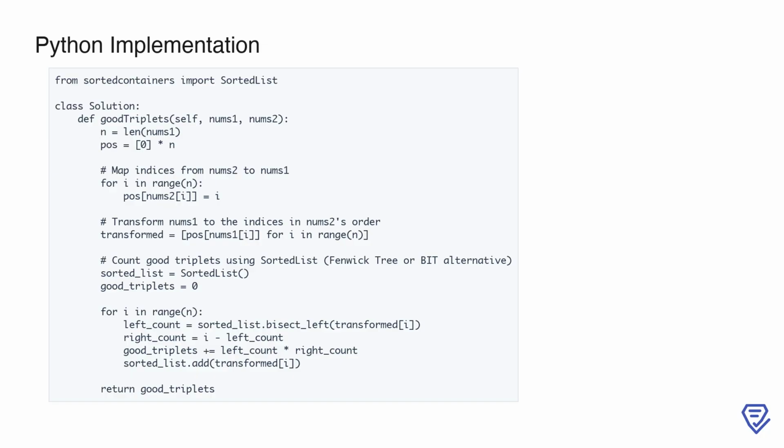This solution to LeetCode problem number 2179, Count Good Triplets in an Array, optimizes the process using a combination of mappings and a data structure to handle sorted elements efficiently. Here's a detailed walkthrough of the approach. 1. Mapping indices. The POS array is created to map the indices of elements in nums2 to their positions in nums1. This mapping allows us to transform nums1 into an array of indices based on nums2's order.